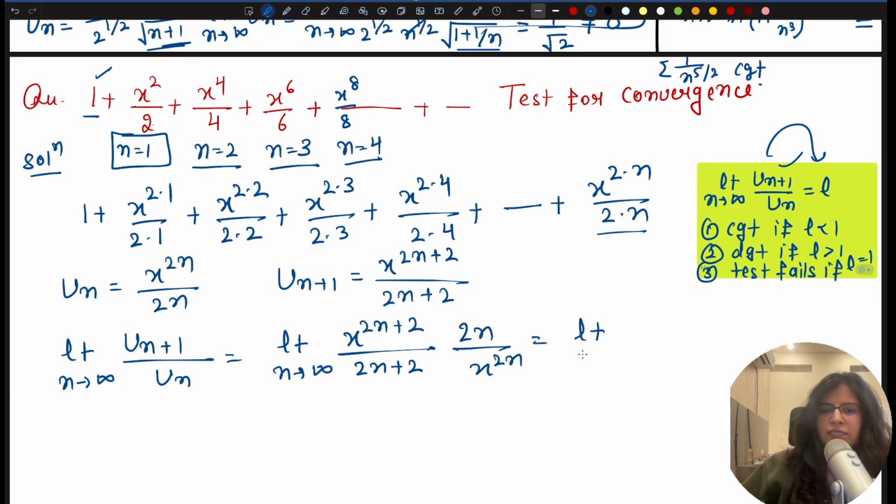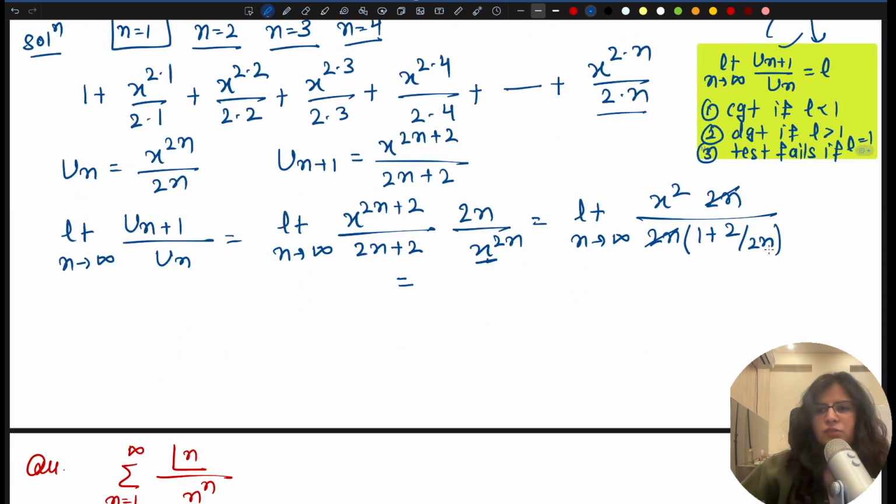So limit n tends to infinite, I can write it as x square because x to the power 2n will get cancelled out, into 2n divided by, take 2n out from here, 1 plus 2 by 2n, and this 2n got cancelled out, and when I take n tends to infinite, this will be 0, so 0 plus 1 is 1, so the answer will be just x square.